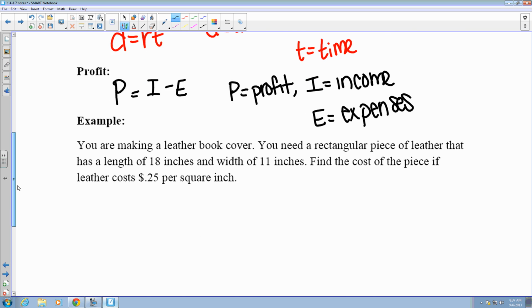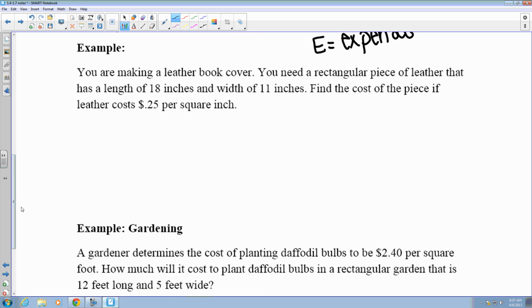Okay, now let's use some of these formulas. An example, you are making a leather book cover. You need a rectangular piece of leather that has a length of 18 inches and a width of 11. Find the cost of the piece of leather if it costs a quarter per square inch. So I'm going to draw a picture. Always try to draw a picture if it makes sense. Here's a semi-rectangular piece of leather. It's 18 inches long and 11 inches wide, or you could flip the rectangle, it really makes no difference.